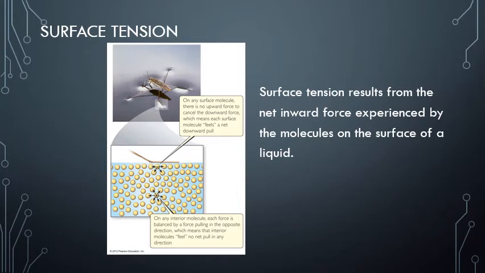So I have a balanced force underneath, where I have an unbalanced force on the surface. And so as a result, any molecule that's on the surface, since there's no upward force to cancel out that downward force, is going to feel a net pull going in the downward direction. And so it's going to bubble up on the top. So when you see those liquids bead up, that's due to surface tension.